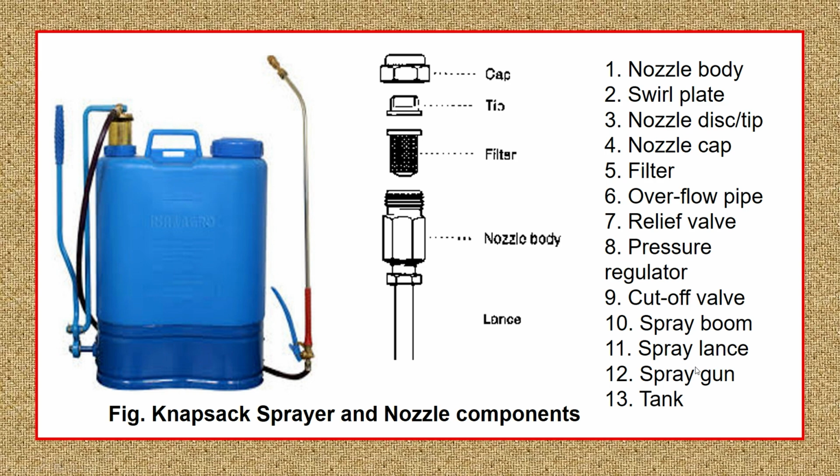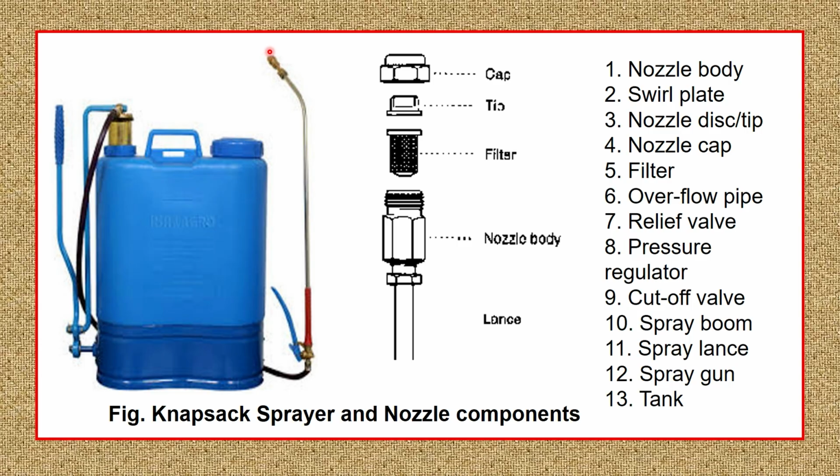So the nozzle body is the topmost part in the sprayer lance, where the nozzle, filter, tip and cap are all encased in it. So this is how the nozzle body will look. Inside this nozzle body, the filter, tip, nozzle disc, cap and swivel plate will all be encased.